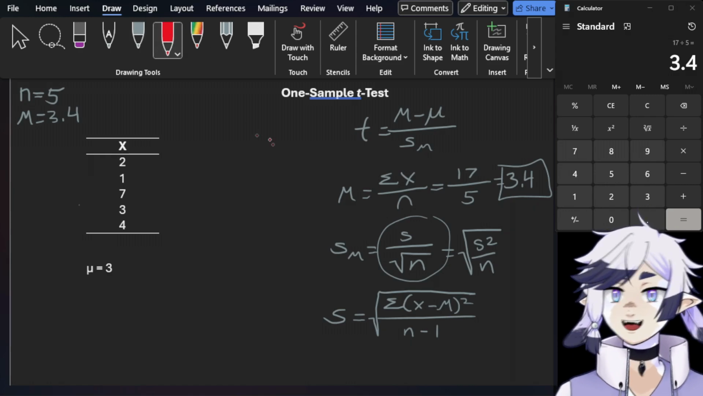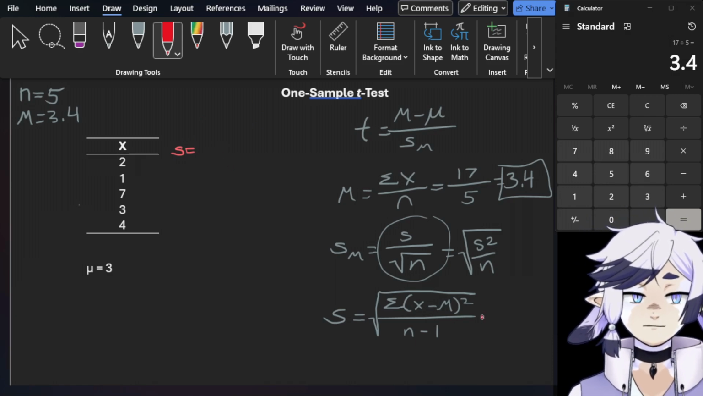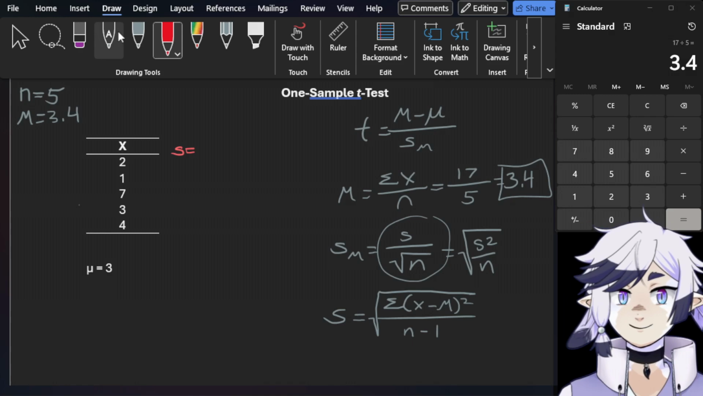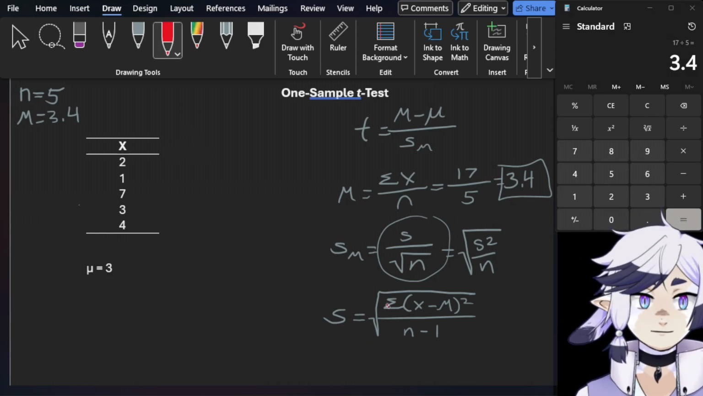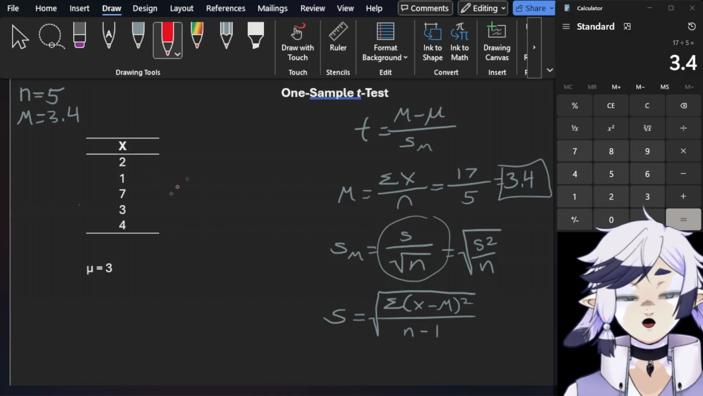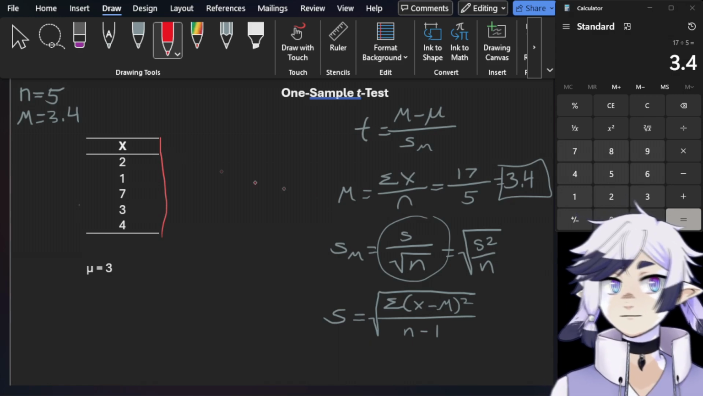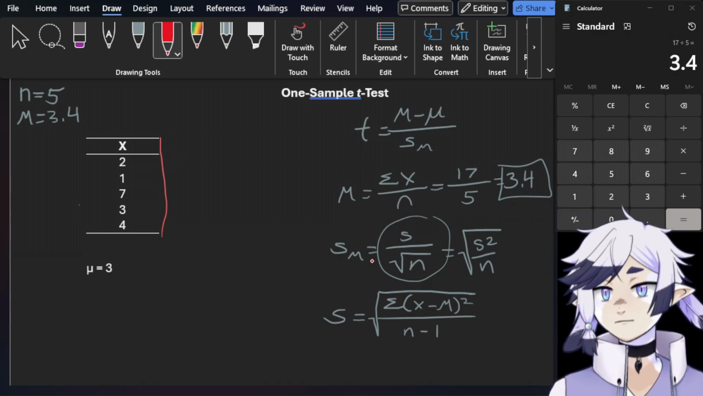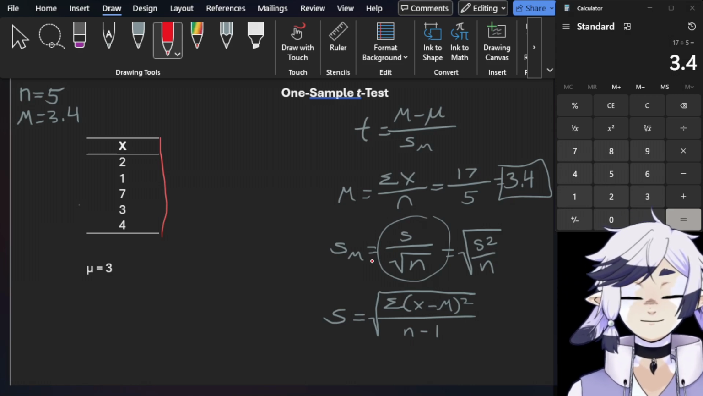So I'm going to start that in a different color. The standard deviation is equal to the square root of x minus m squared. Do we have x minus m squared yet? No, we do not. So let's figure out this top equation, and this is going to be several steps. To do this, we've got to remember PEMDAS. Parentheses first, then exponents, then multiplying and dividing, then addition and subtraction.